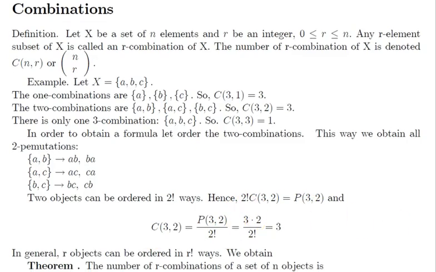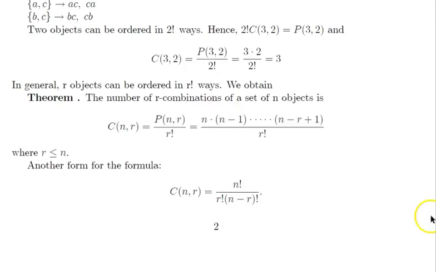Similarly, in general, we can obtain a formula for C(n,r) by ordering any r-combinations in all possible ways, and then solving the equation similarly like here. We'll get this result. C(n,r) is P(n,r) divided by r factorial. Just replace 3 with n, 2 with r, here and here, and you get this.